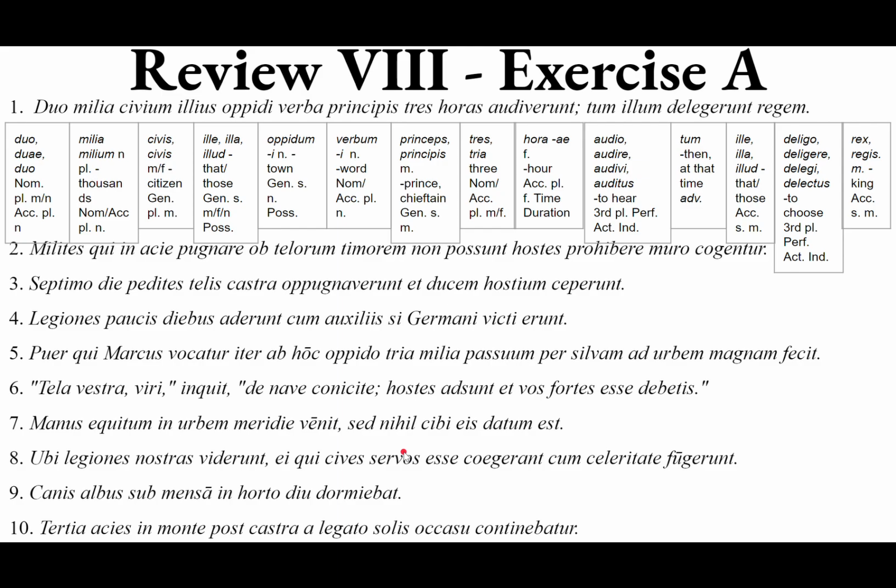Servos, from servus, masculine. It's got to be the direct object, accusative, plural. Slaves. Esse, from sum, esse, fui, futurus, to be. And coegerant, from cogo, cogere, coegi, coactus, to drive, to compel. Yeah, it means to drive together, to gather, can also mean to force or compel. And it is definitely the perfect stem, and third person plural, pluperfect. They had done this. Pluperfect active indicative.